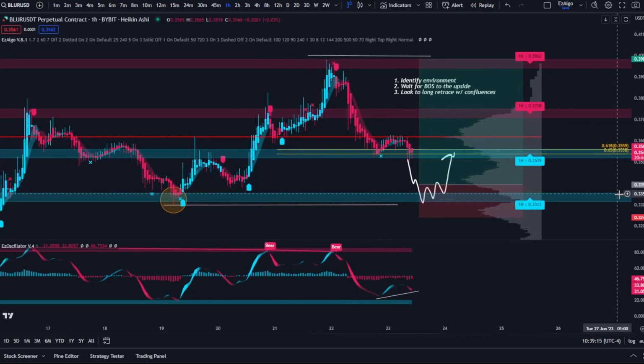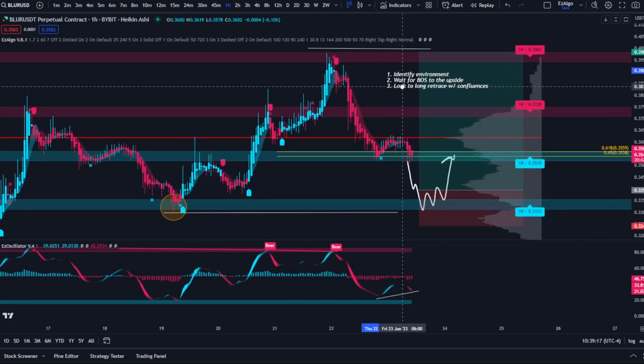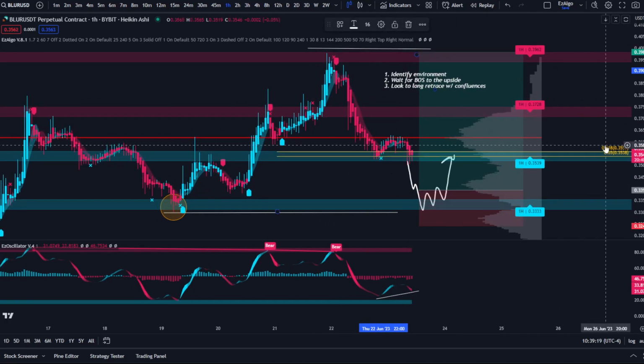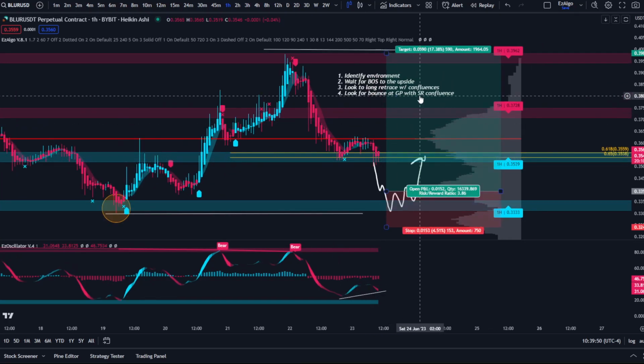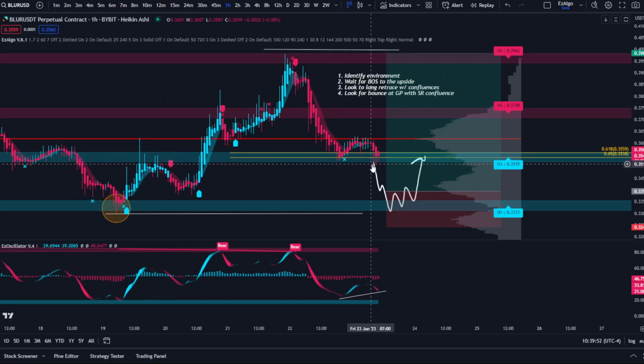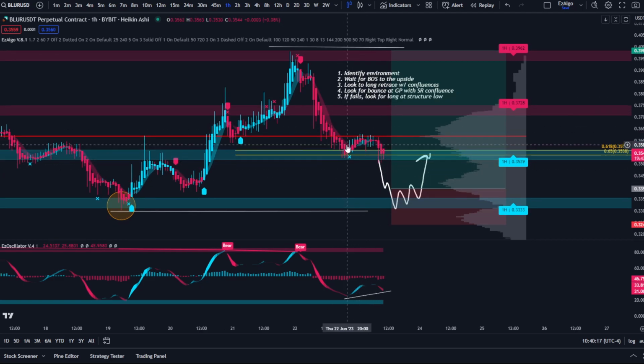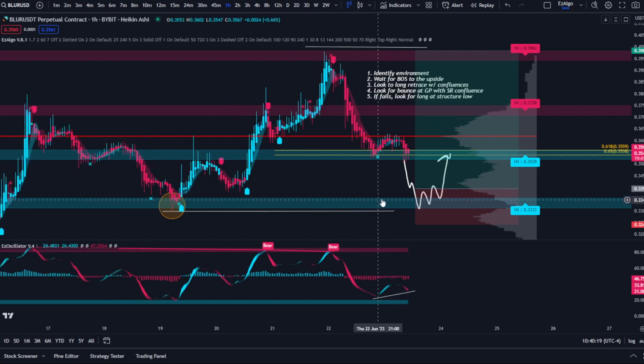Now, I like to look first at the golden pocket. You don't have to, but I like to trade the golden pocket, especially with cryptocurrency. I find that a lot of cryptos respect the golden pocket very, very well. So we're going to look for a bounce first at the golden pocket with some sort of support and resistance confluence, order block confluence, whatever you may use, going down to a lower time frame to get that entry. Now, if that fails, we're going to be looking for longs at the structure low.